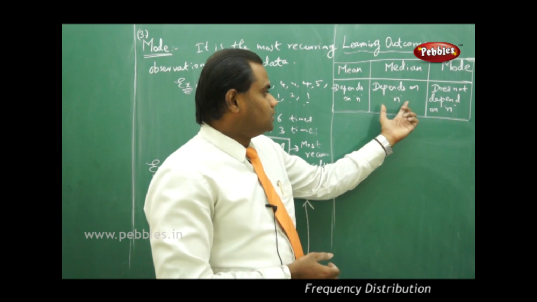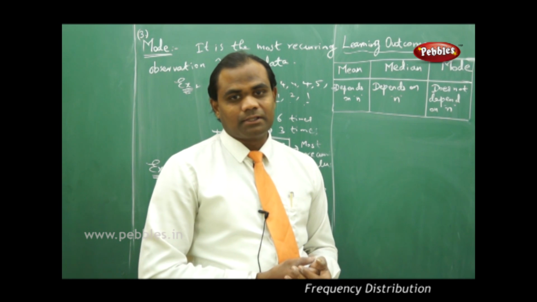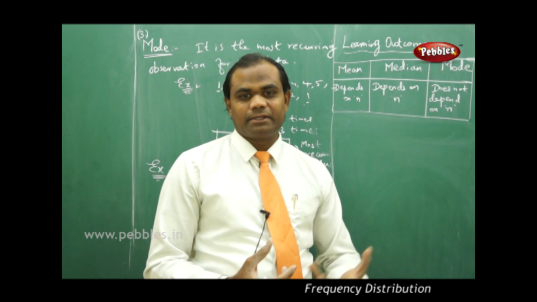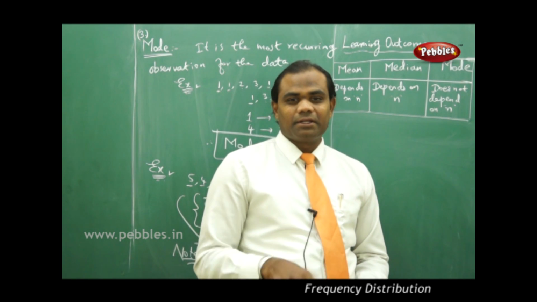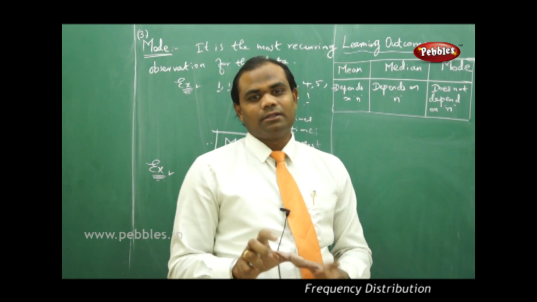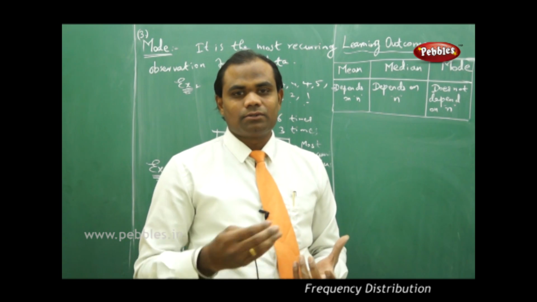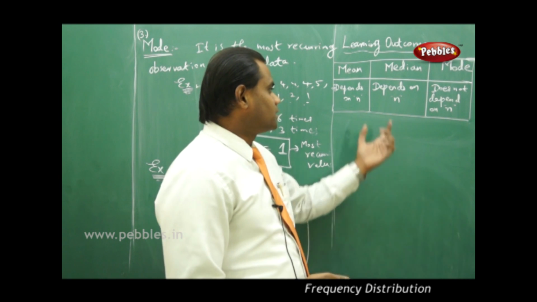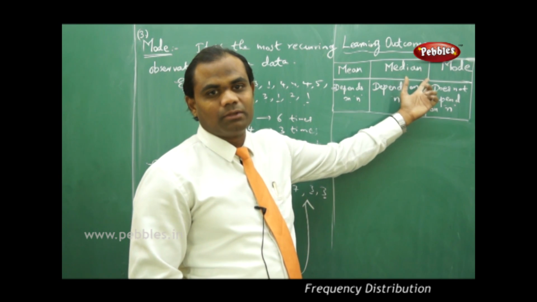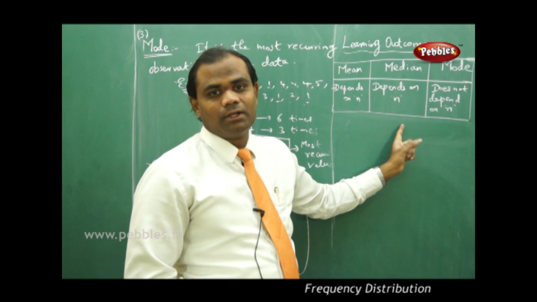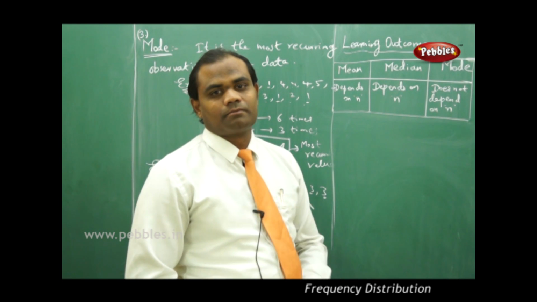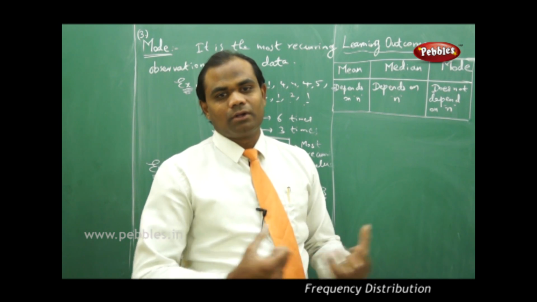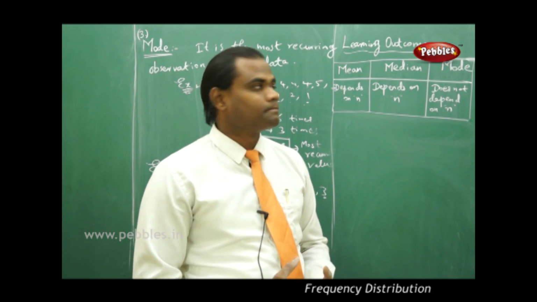Similarly, the number of observations also affects the median, because if more data is included in addition to the existing data, it can make the data even or odd, and then the middle value changes according to the number of data increasing. So the median depends on n, the number of observations, simply because the middle value changes with addition or removal of data.